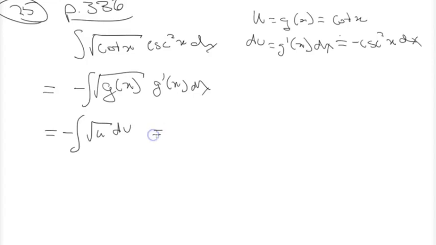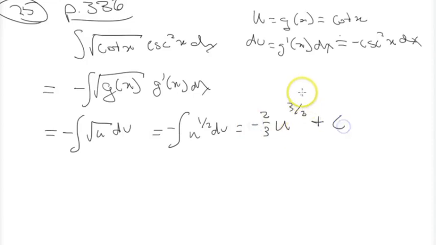And so that means we can write this out as, well, to simplify, u to the 1/2 du, and then we add 1 to the exponent, divide it into the coefficient. So that is u to the 3/2 times 2/3. Don't forget the negative. And because this is an indefinite integral, we don't have to subtract the antiderivative at one point and another point, we can just add the plus c in there.